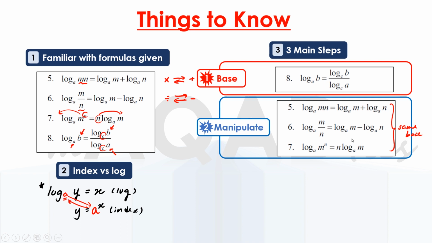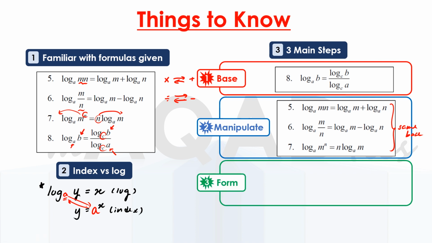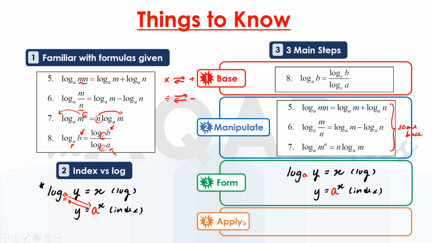Once we manipulate, we go to step 3, which is to change the form. Sometimes we simplify already, we are stuck at one form, and we want to simplify further. So what we can do is use this, from the log form to the index form. But sometimes it may be index changed to log, so this depends on the question. Then there is one more step I will share, but this isn't related to the first 3. This is apply.